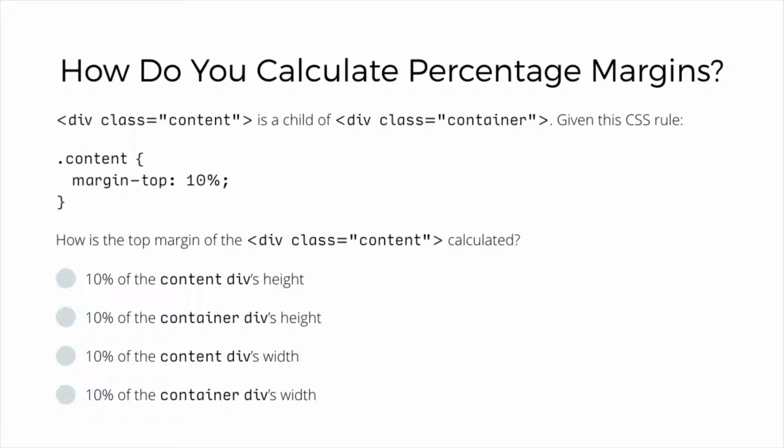So are we talking about 10% of the content div's height, 10% of the container div's height, 10% of the content div's width, or 10% of the container div's width? If you're looking closely at those answers, you'll realize you have 2 decisions to make here. Are we basing the margin on the content div or the container div? And are we basing it on its width or its height? Let's take those in turns.